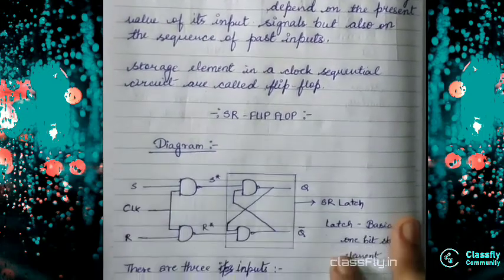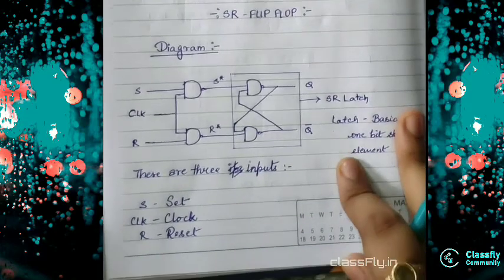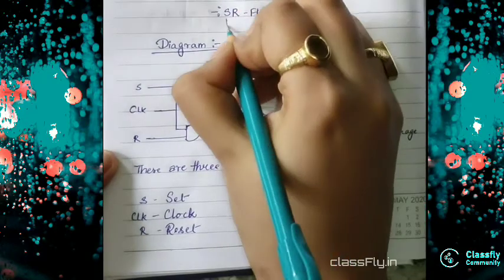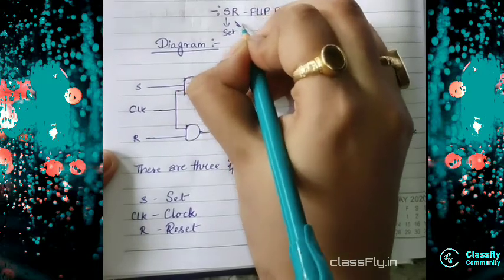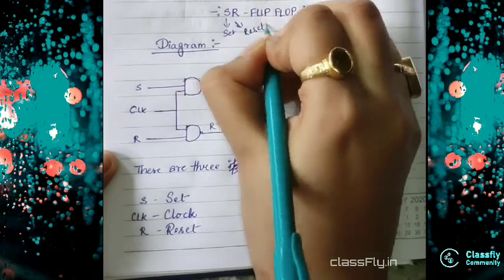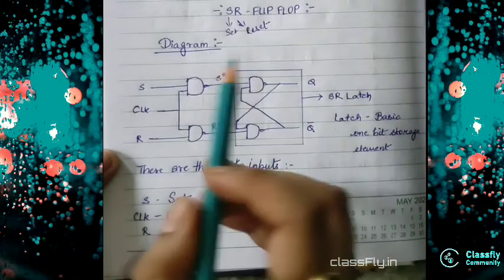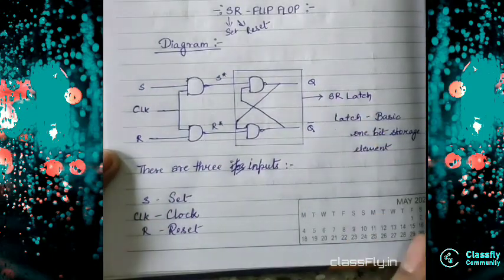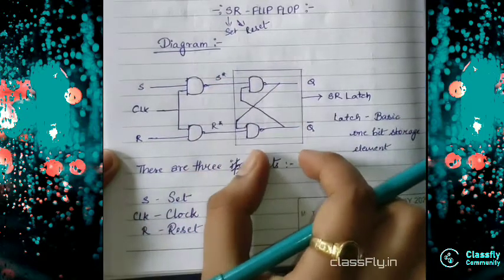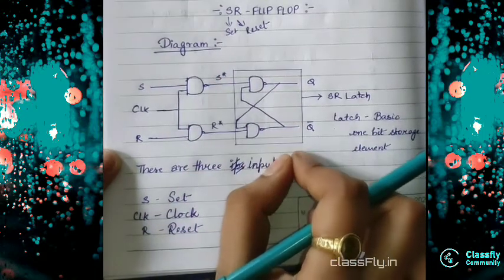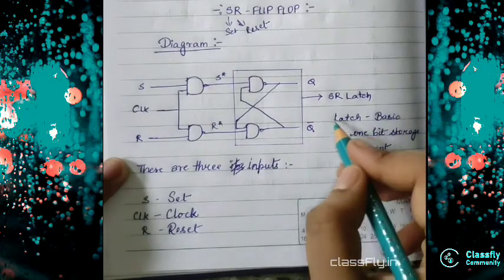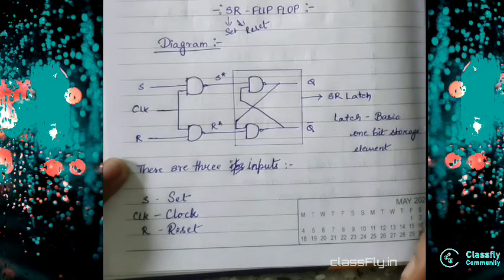So see, SR flip-flop, from the name you can suggest that S and R stand for something. S stands for set and R stands for reset. This is the diagram of the SR flip-flop. Now this block is our SR latch, and we will discuss the SR latch now. Before that, we should know a latch is a basic 1-bit storage element. It can store only 1 bit.